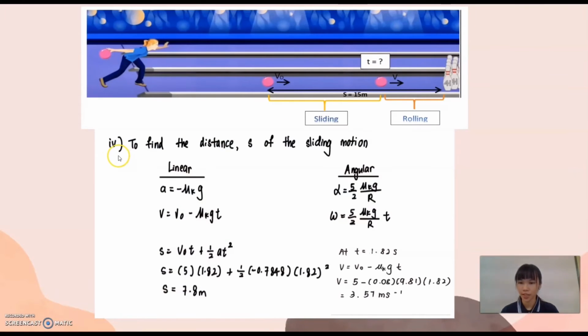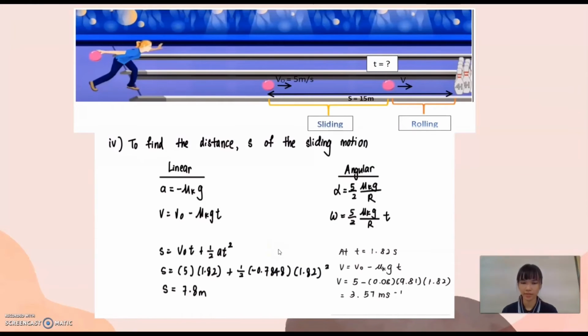Okay, so the fourth question is to find the distance of the sliding motion. So we apply the equation s equals v0 t plus 1 over 2 at squared. By substituting the values inside, we'll get s equals 7.8 meter. So this 7.8 meter is actually the distance that the ball slides.